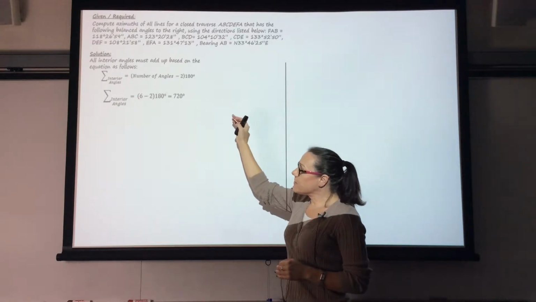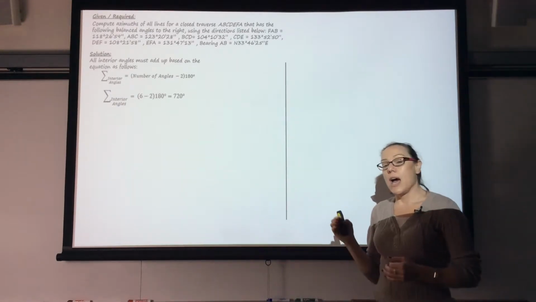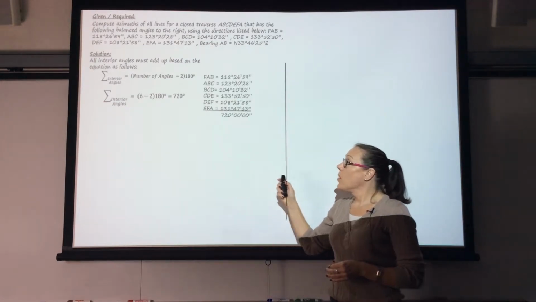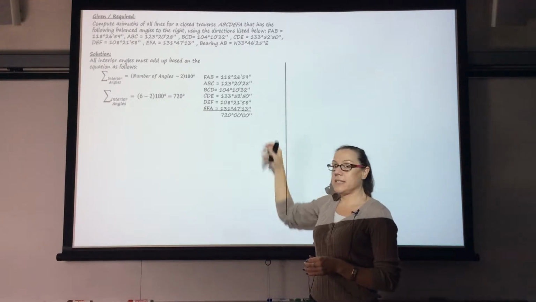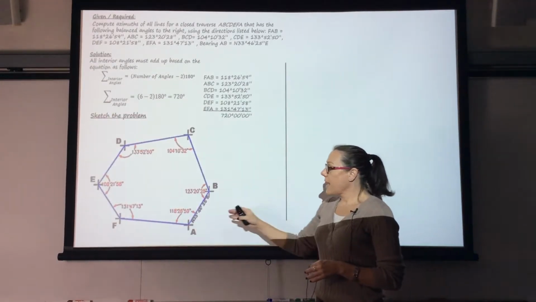So it says that it's balanced, but like I said, I like to check. So there's six angles. 6 minus 2, 4 times 180 is going to be 720. When I add up all the angles, it does equal 720. Always do this as a check. So I sketch the problem.